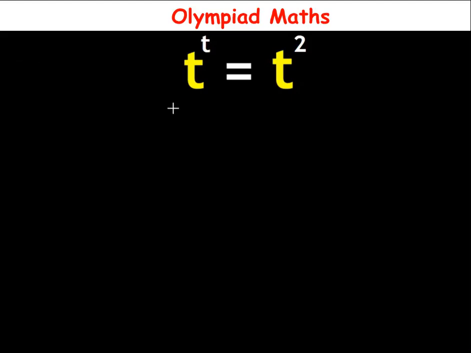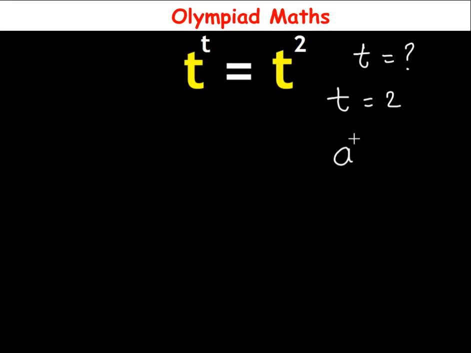In this video, let us solve this equation. Okay, so we have t raised to power t is equal to t raised to power 2. And here, we have to solve for the value of t that will satisfy this given equation. So t is the unknown. Now, merely looking at this equation, we can conclude that the value of t is equal to 2.